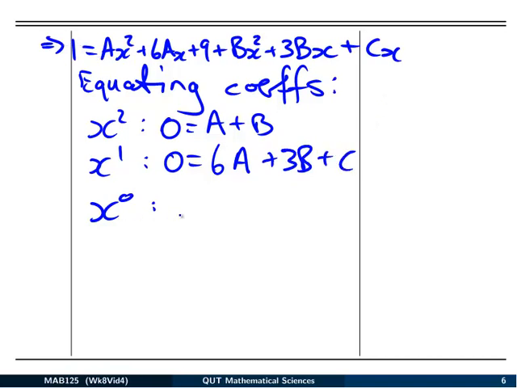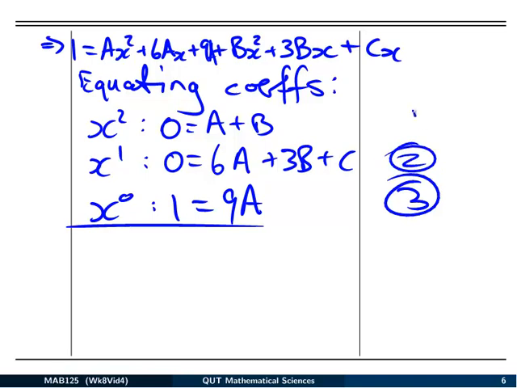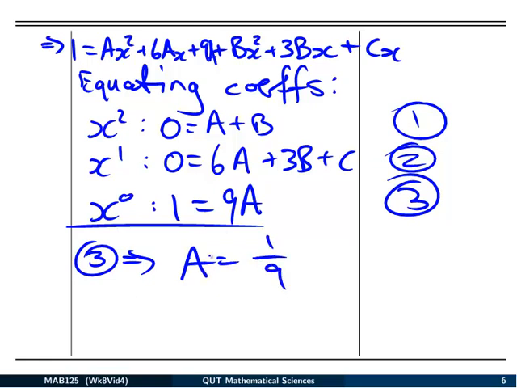And finally, x to the 0, or constant terms, we've got a 1 on the left. We've got 9. That should be an a, 9a, and no other constants. So I'm going to call those 3, 2, and 1. Equation 3 straight away tells us that a is 1 on 9. We can use that in equation 1.